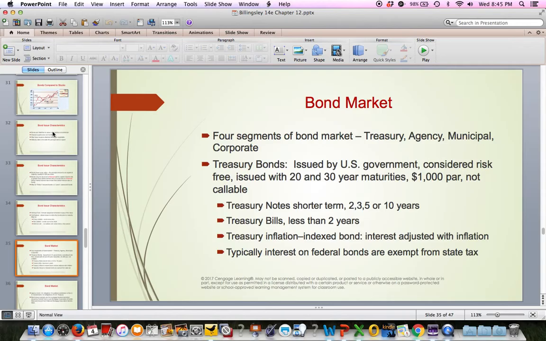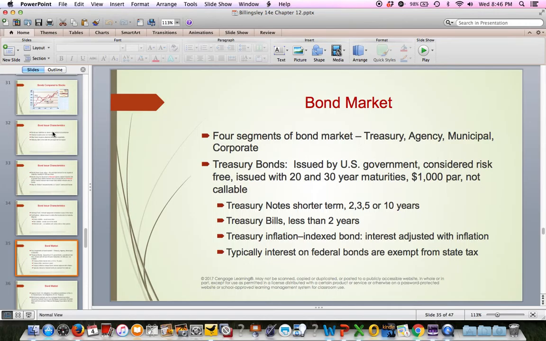There are 4 segments of the bond market. 3 of those involve governments, and 1 is general corporations that might issue bonds. Treasury bonds are issued by the U.S. government and considered to be risk-free. They have maturities of up to 20 to 30 years, $1,000 par. They're never callable. Treasury notes are shorter, typically 2, 3, 5, or 10 years. T-bills are less than 2 years.